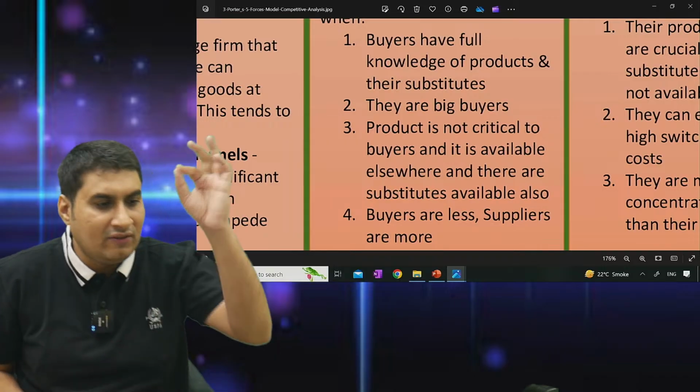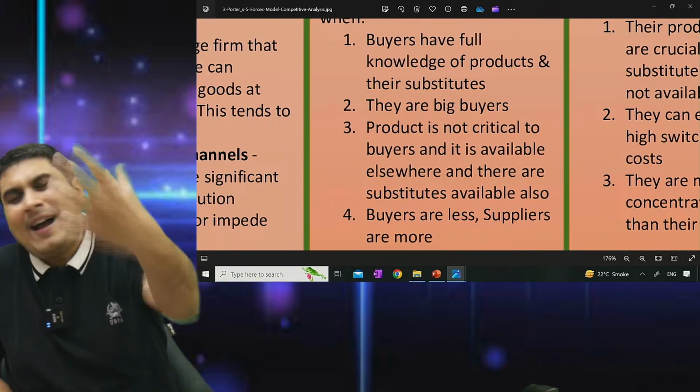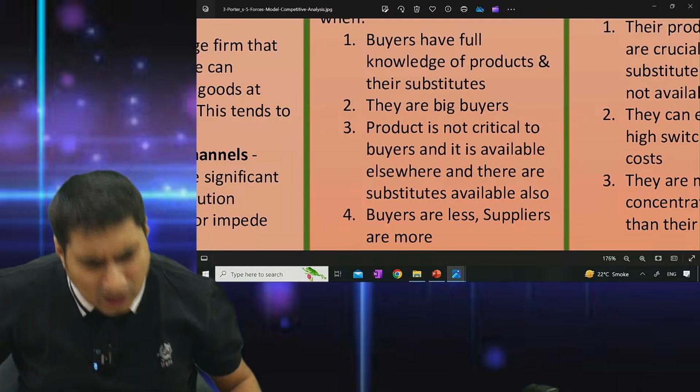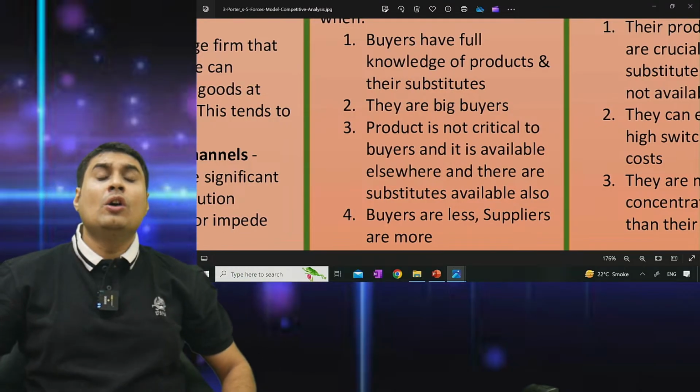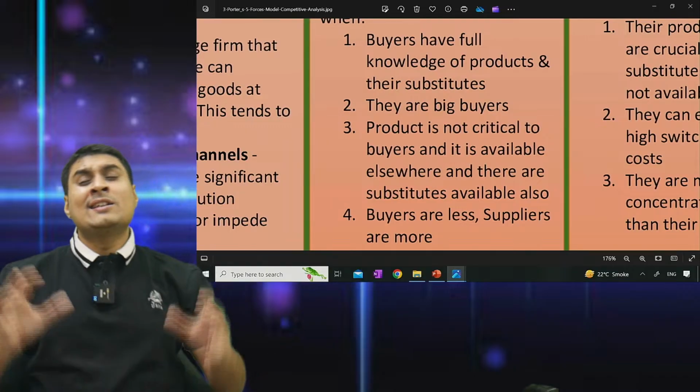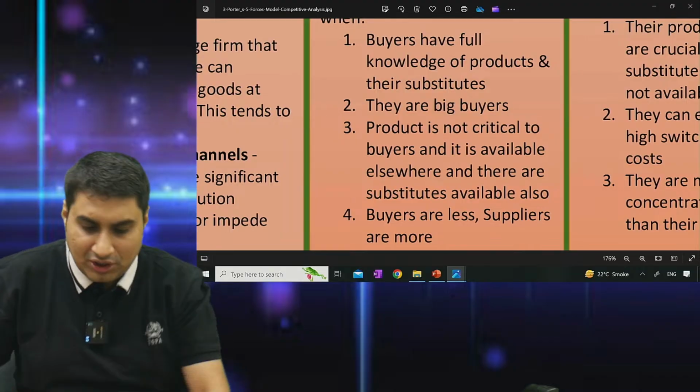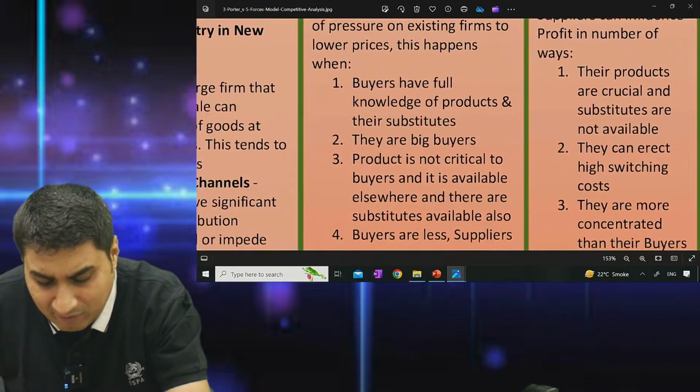One last time, in 1 second, over. Tell me, when will the buyer have a lot of pressure? When they are a big buyer, they have full knowledge about the product and their substitute. Buyers are less, suppliers are more, and they have knowledge about the substitute. Come here. Bargaining power of supplier now.